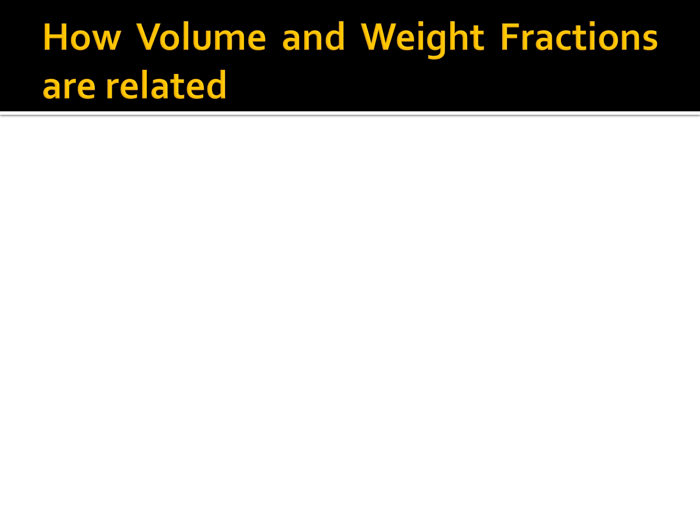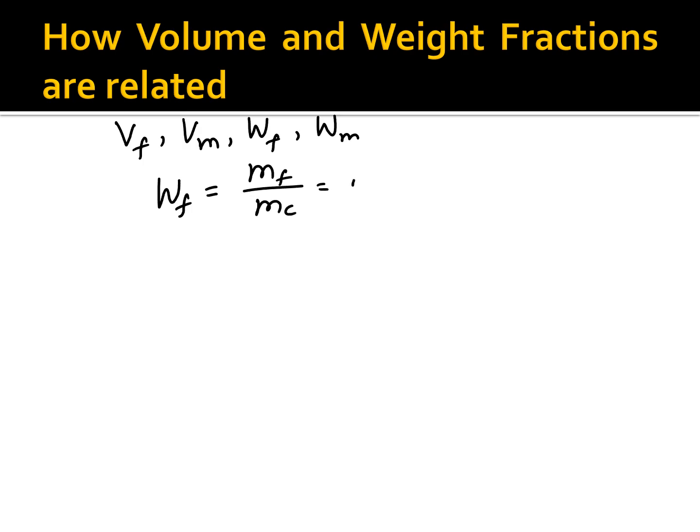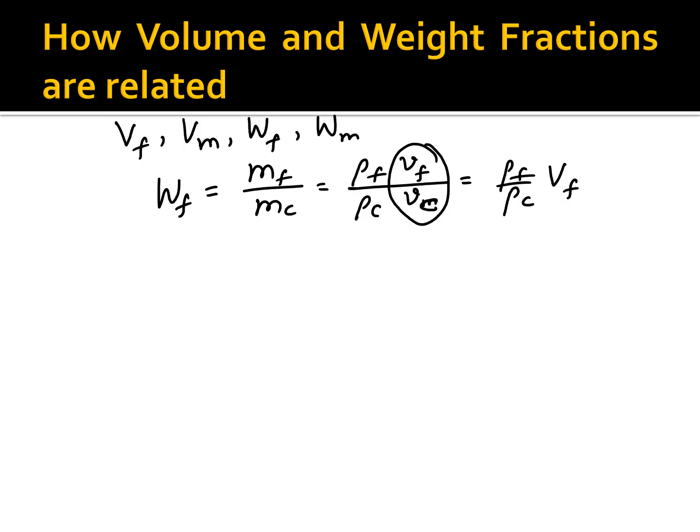Let's go and see how volume and weight fractions are related to each other. So we want to see, what is the relationship between these four quantities? We know that the weight fraction of the fiber is the mass of the fiber divided by the mass of the composite. That will be equal to the density of the fiber times the volume of the fiber, over the density of the composite times the volume of the composite. And what is this the definition of?